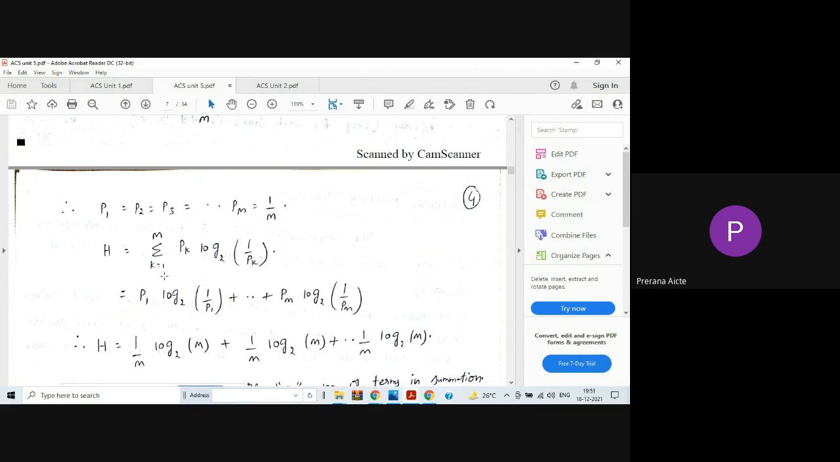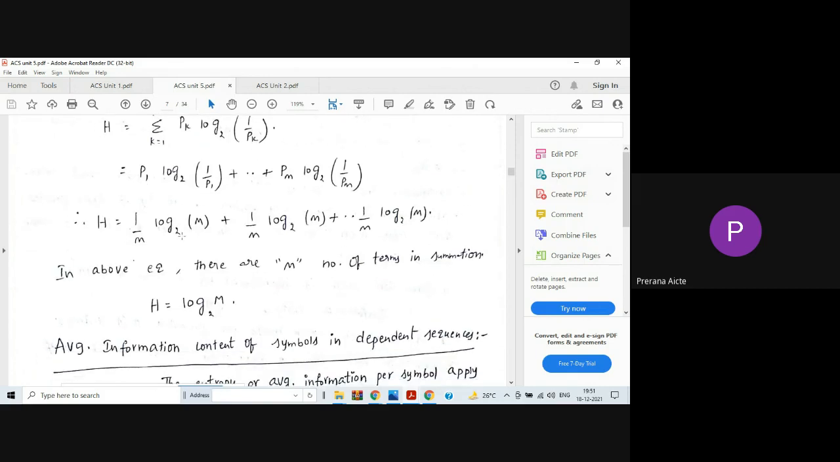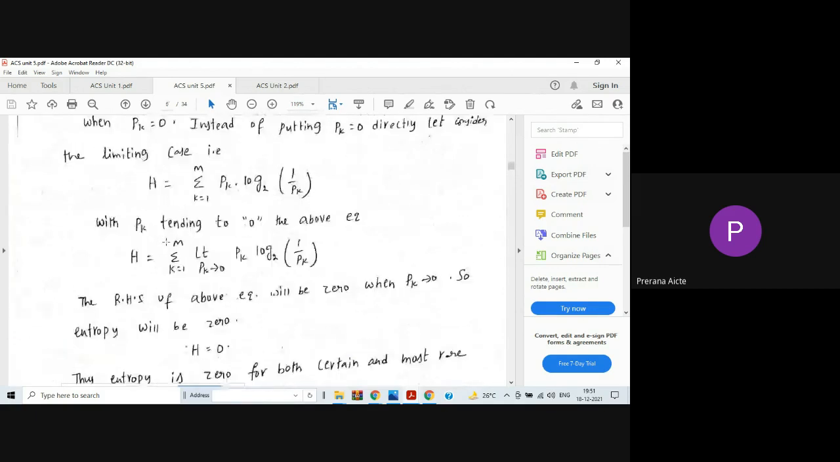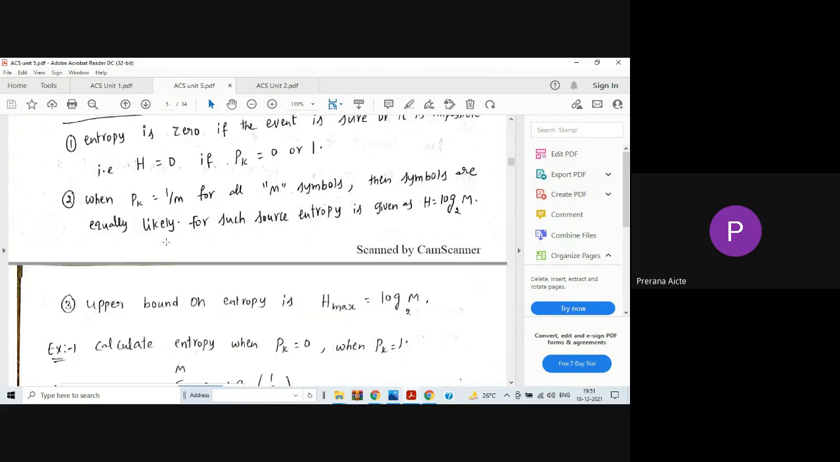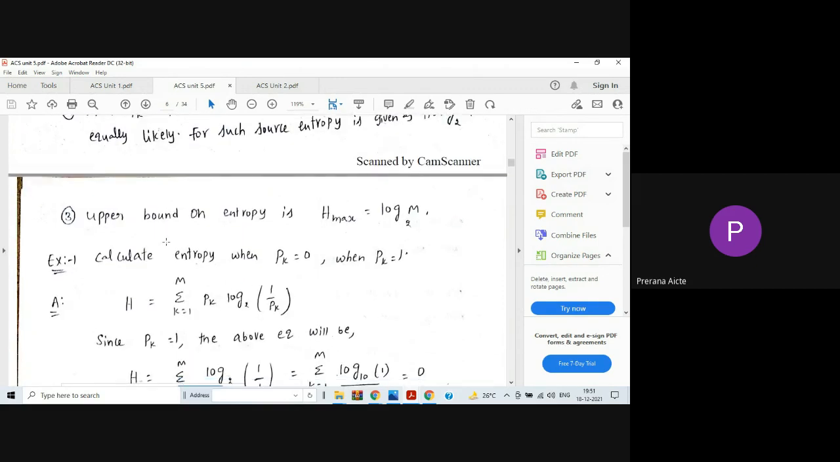So then H equals summation k equals 1 to m pk log of 1 by pk. If we expand this, we get p1 into log of 1 by p1 plus p2 into log of 1 by p2 and so on. So finally we get the expression for entropy. Mainly it possesses these three important properties. Entropy will be 0 if the event is sure or impossible, when the probability is 1 by m, H equal to log m, and there is an upper bound on entropy, H max equal to log m base 2.